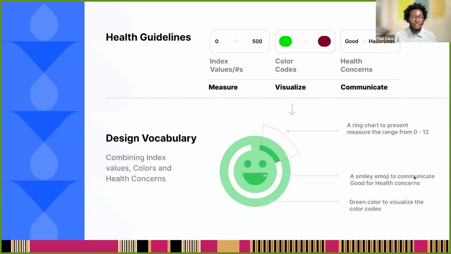In this case, within the emoji, you can understand that if this emoji is smiling, that means maybe the air quality is good. But not only that, we've packed in a ring chart that shows you the range or the index value. From 0 to 12 or from 0 to 9 represents good air quality. For all these different emojis, the ring chart will always be progressing depending on the air quality at that very moment.